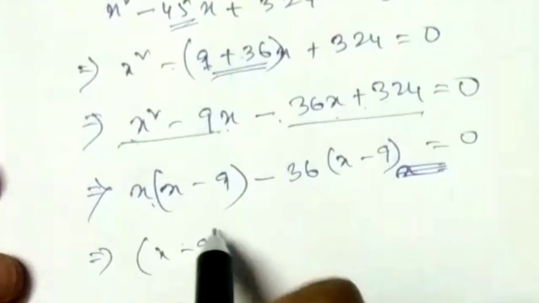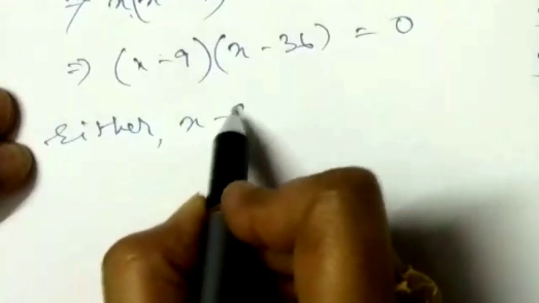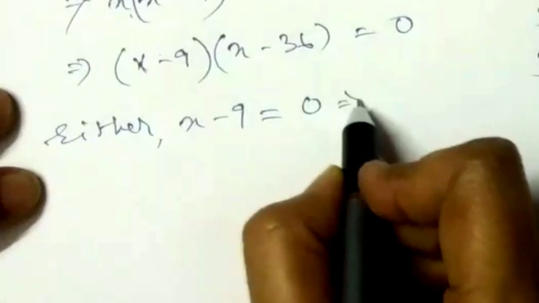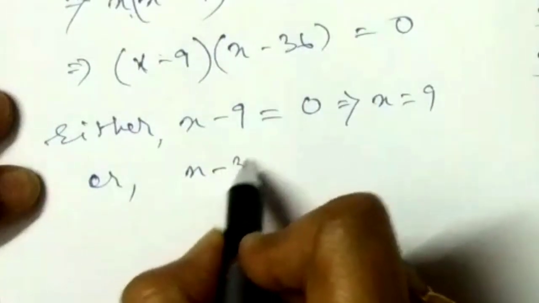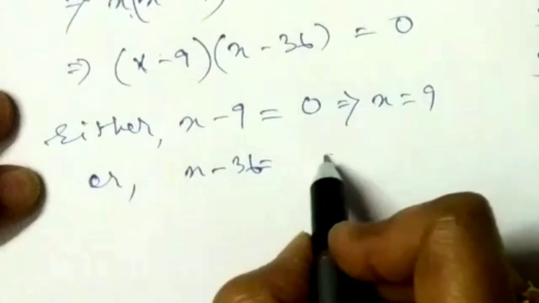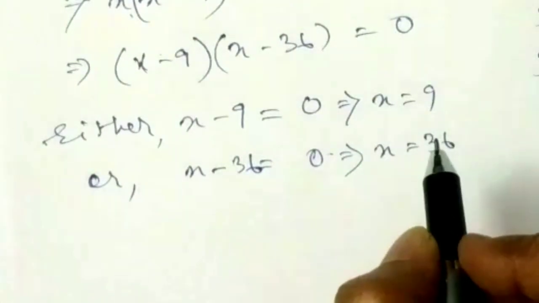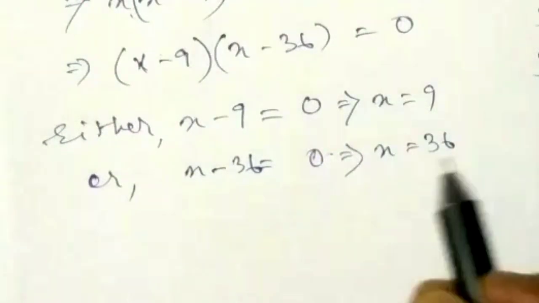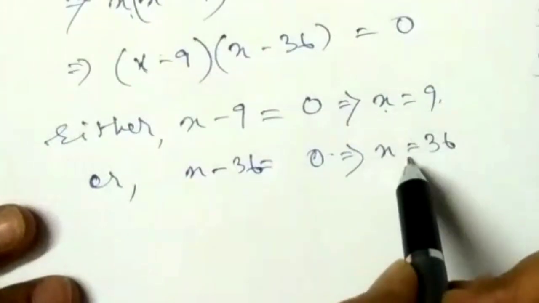Thus we have two factors equal to 0. So either x minus 9 is equal to 0, then x is equal to 9, or x minus 36 is equal to 0, x is equal to 36. So we have got two values, but x is taken for John only.